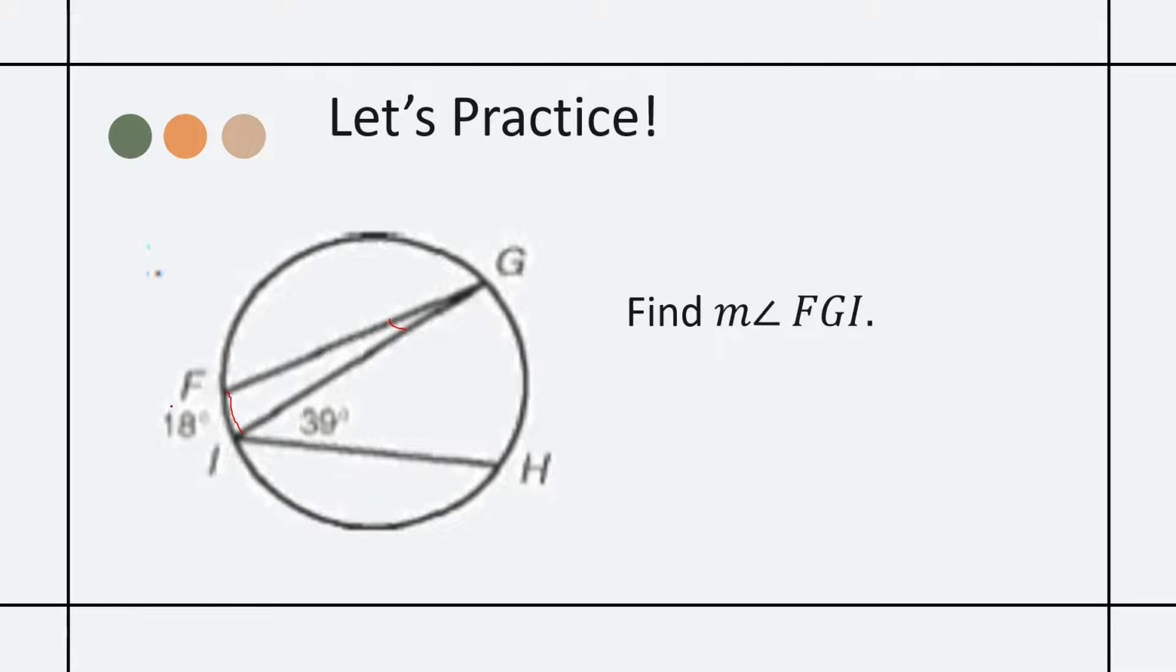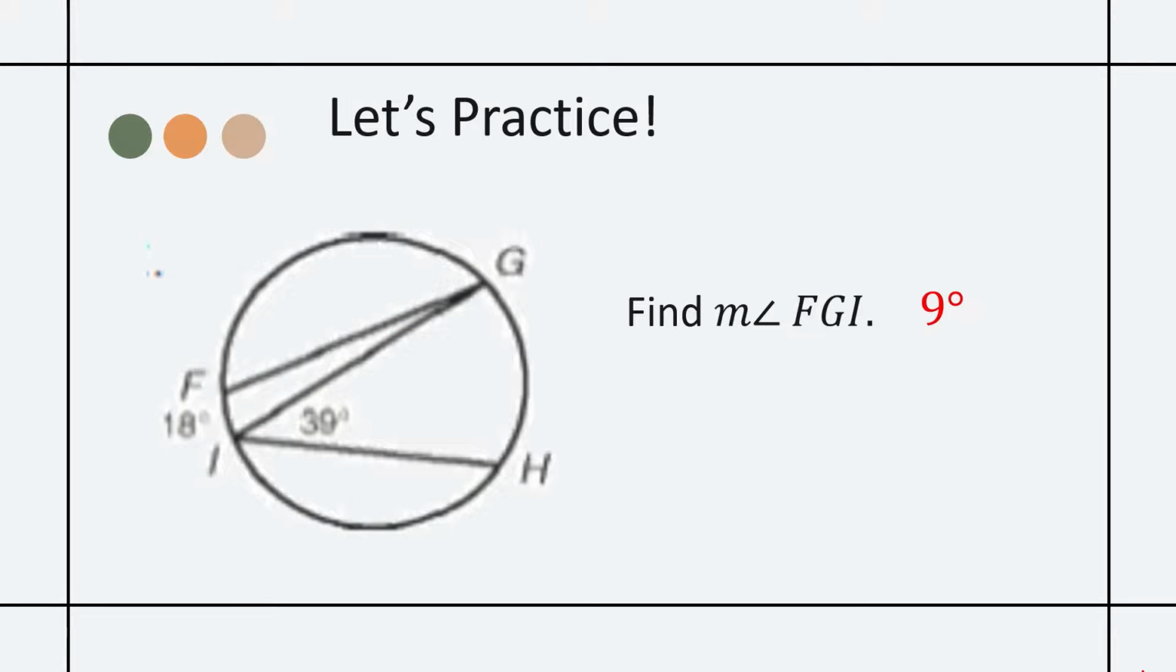Now, according to the first theorem, the measure of the inscribed angle is half of the measure of its intercepted arc. Now, para makuha natin ang measure ng angle FGI, kunin natin ang kalahati ng measurement ng intercepted arc nito, which is 18 degrees. So, 18 divided by 2, that is 9. So, the measure of angle FGI is equal to 9 degrees.